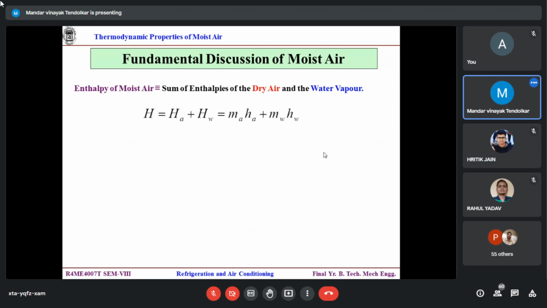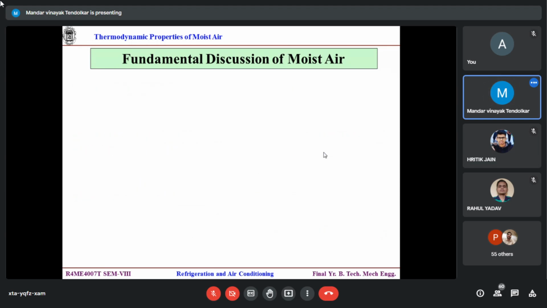WBT. Now we will define certain temperatures. First temperature is the simple dry bulb temperature. You can read the definition: true temperature of the moist air at rest. Very important. It should ideally have velocity equal to 0. Natural circulation will cause a little bit of motion, that is acceptable. No forced convection allowed.